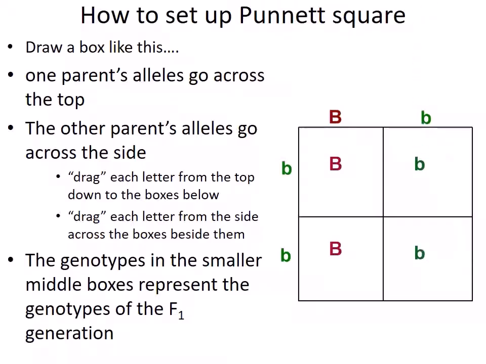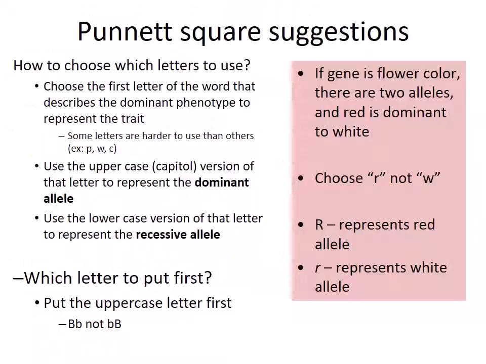And then you're going to drag letters from the side to the boxes beside them. And then you're going to have the possible F1 offspring inside of the Punnett square. So if you had the alleles from the egg on top, the alleles from the sperm on the side here, these are the various potential offspring that could be produced. So when it comes to making Punnett squares, I've got a couple suggestions for you.